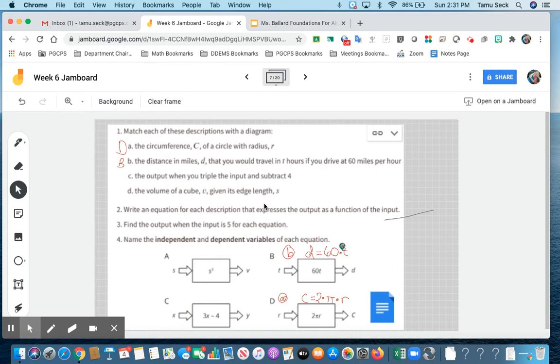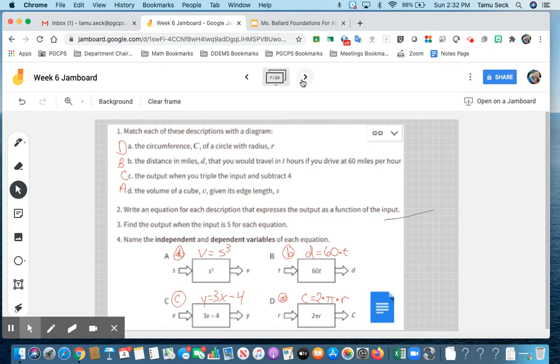C, the output when you triple the input and subtract 4. So C matches with C. And then D is A. This is D. The volume of a cube given the edge length S. So S cubed. Volume is S cubed.